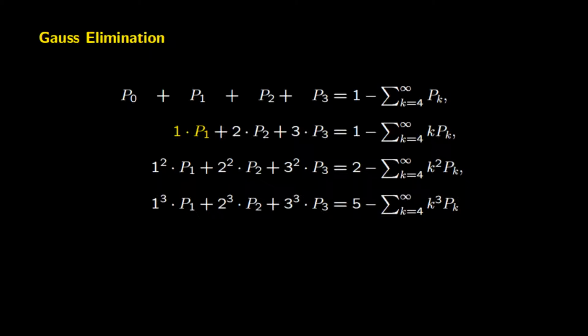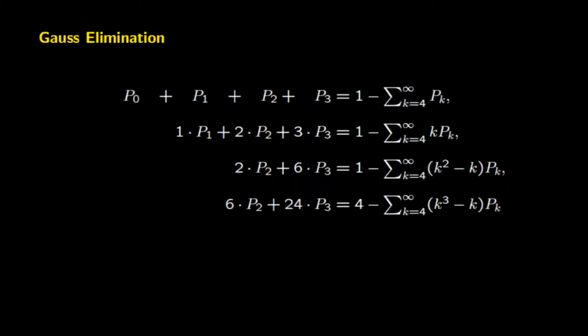Now use p1 in the second row to eliminate p1s in the third and fourth rows. Namely, subtract the second row from the third and the fourth. The coefficients of p2 in the third and fourth rows are 2 and 6. The coefficients of p3 in the third and fourth rows are 6 and 24. Also notice what happened to the right-hand sides of the equations. The sum of k times pk are being subtracted from the rows.